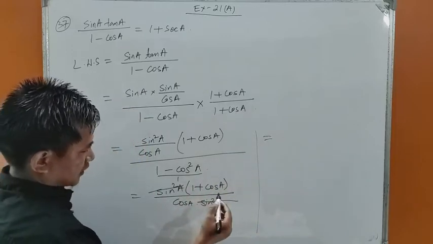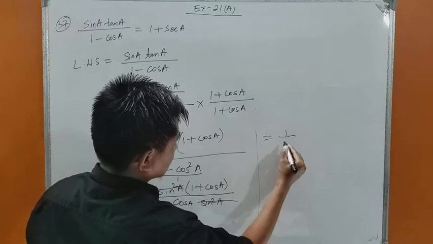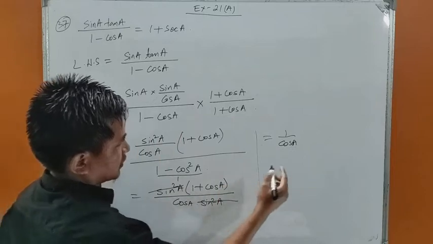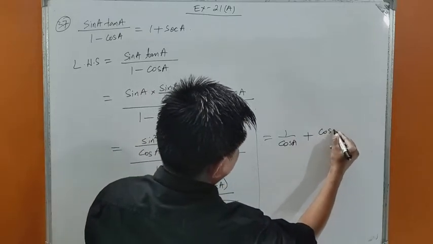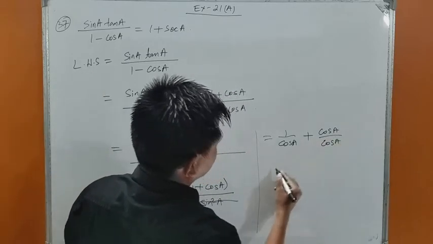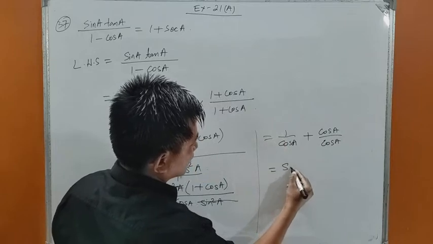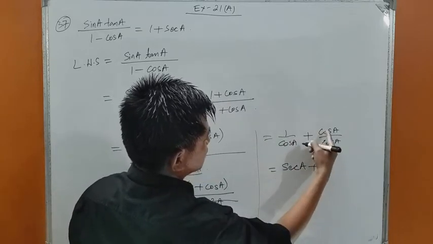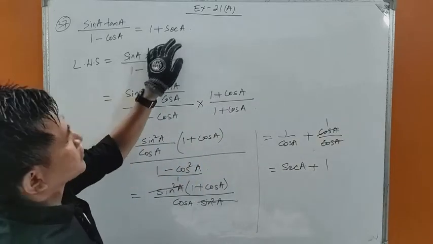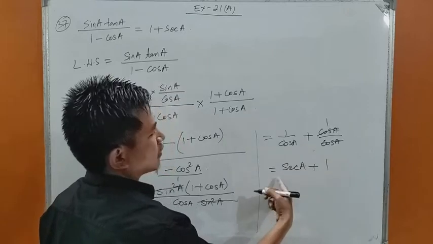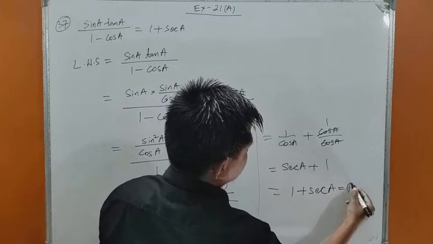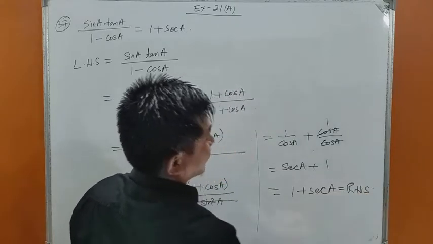1 plus cos A upon cos A can be written as 1 upon cos A plus cos A upon cos A. So 1 upon cos A is actually sec A, plus cos A upon cos A cancels out, so here we have 1. So this is sec A plus 1, and 1 plus sec A is the same thing. Equals RHS, hence proved. I hope you are getting me.